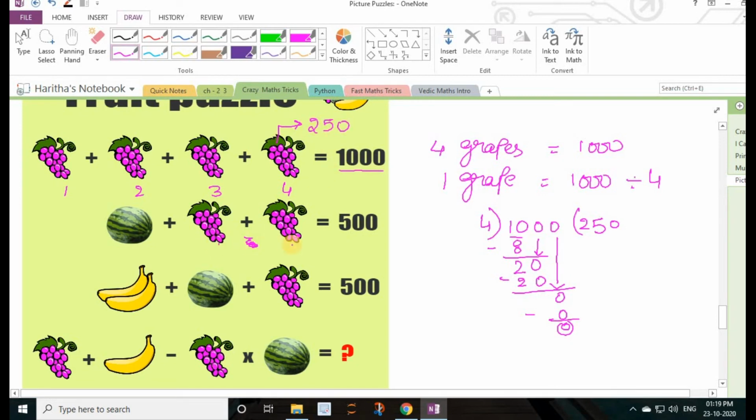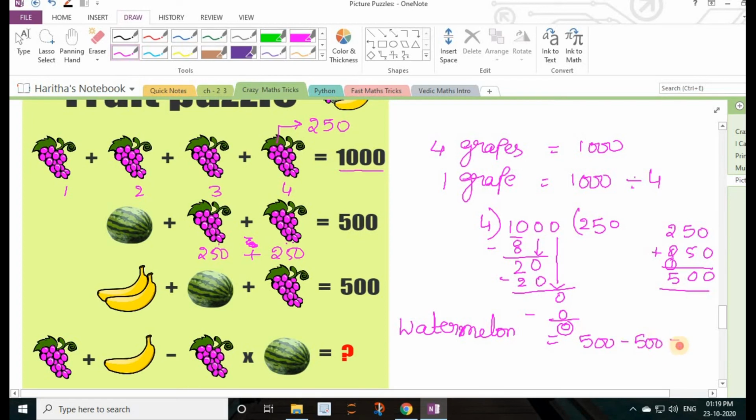And here how many are there? 2 are there. So 250 plus 250, how much? 0 plus 0 is 0. 5 plus 5 is 10, carry 1. 2 plus 2 is 4, plus carry 1 is 5. So these 2 are equal to 500, and this 500 will go to the opposite side. What will happen? Yes, minus. So watermelon is equal to 500 minus 500, nothing but 0.